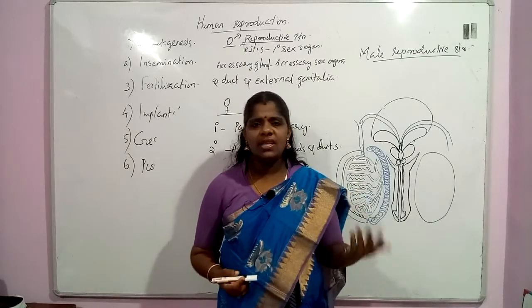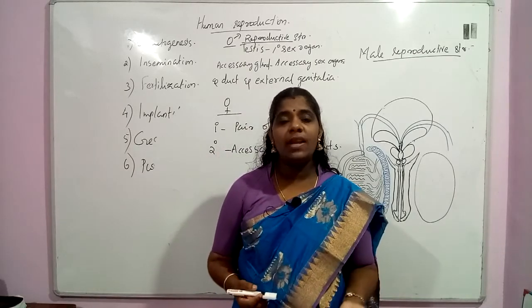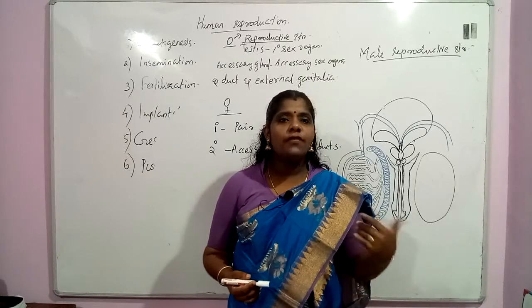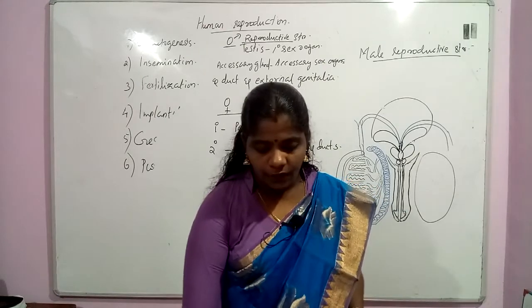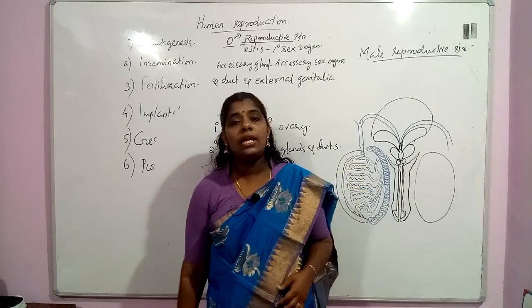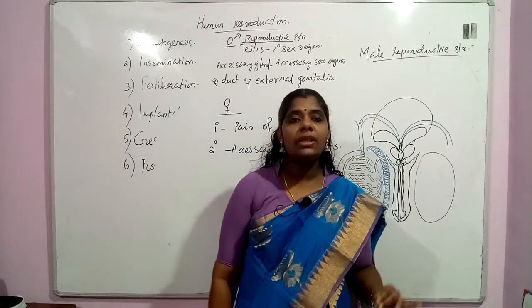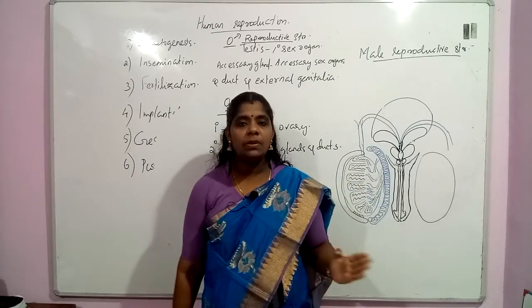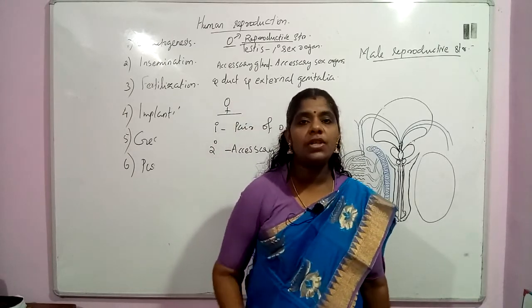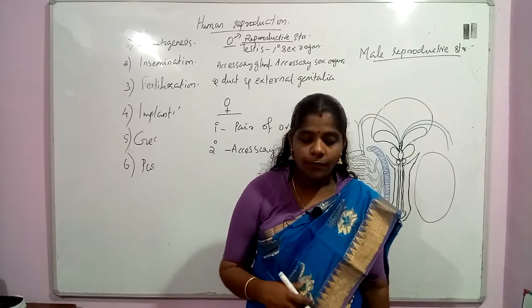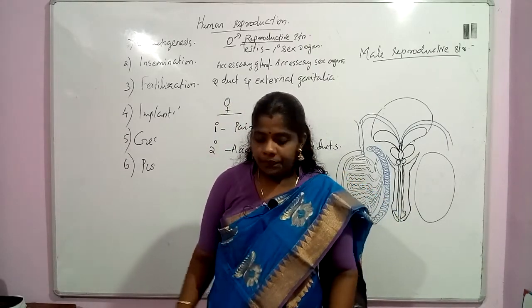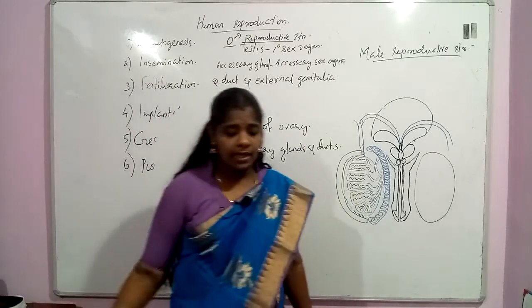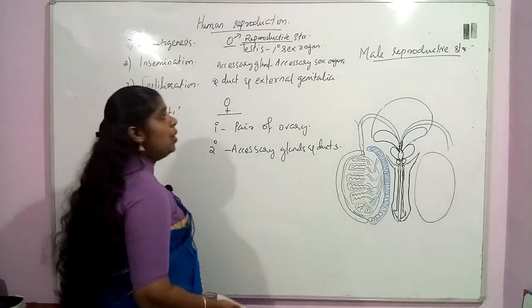Okay, and these are the different features which they have developed during puberty. Puberty will be attained in the case of female around 10 to 14 years. But in the case of male, puberty will be attained by 13 to 15 years.